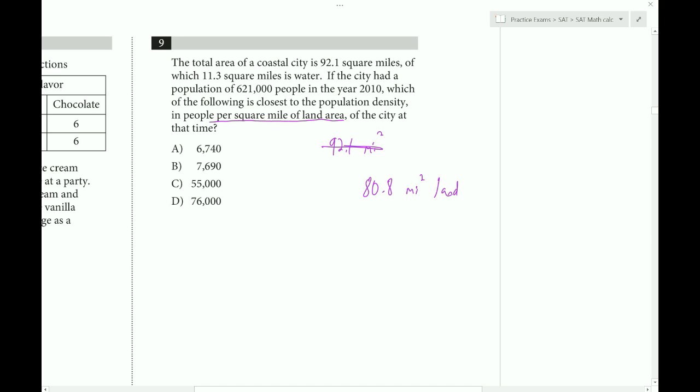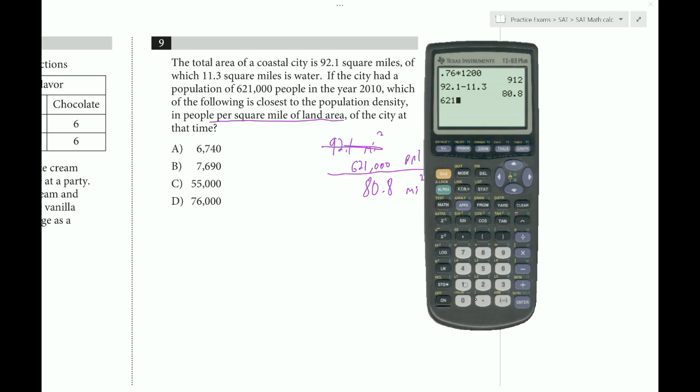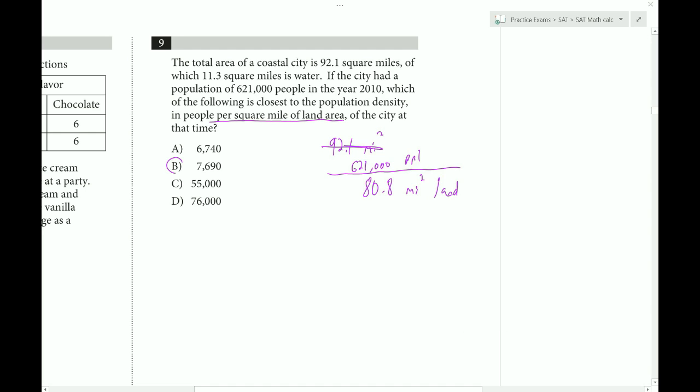And we want to know people per square mile. So we do 621,000 people divided by that many square miles. So we do 621,000. We divide that by answer. All right, that gives you 76.85. Okay.